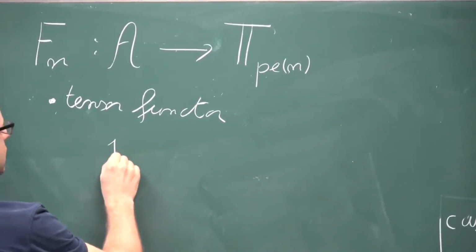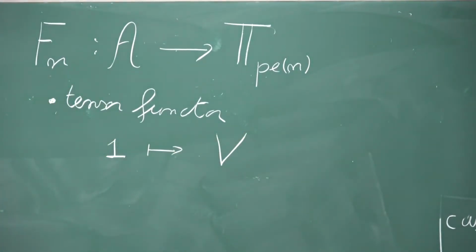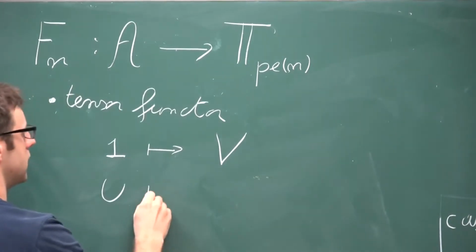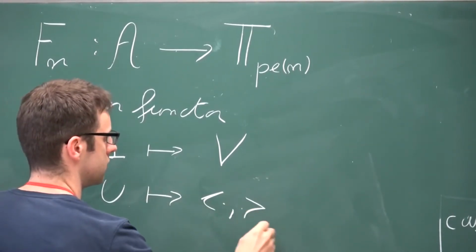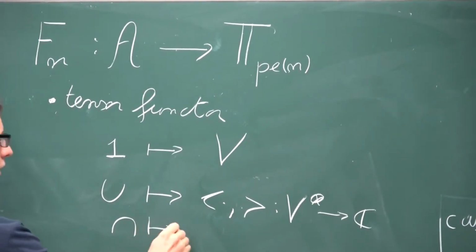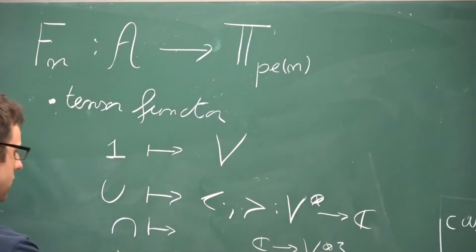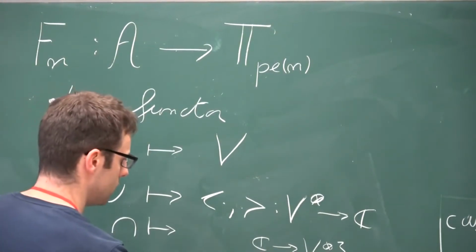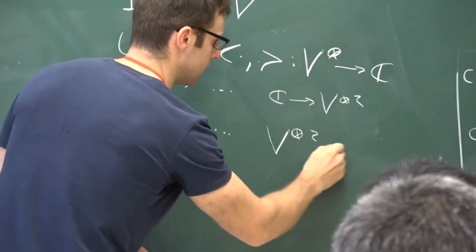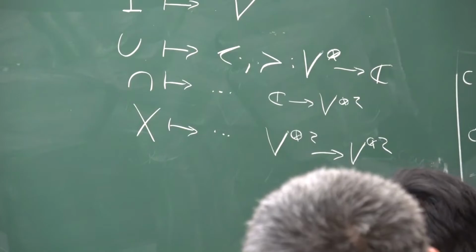For instance, it's sufficient now to say that 1 is mapped to the natural module, that as already explained there, the cup is mapped to this morphism, that the cap is mapped to the dualization, that the crossing is mapped to the morphism specified there, and then everything else is generated by tensor relations.